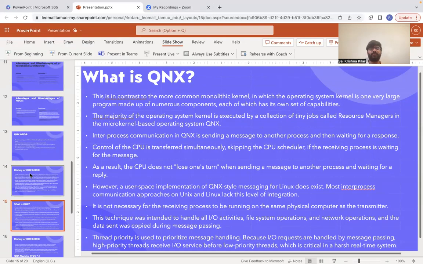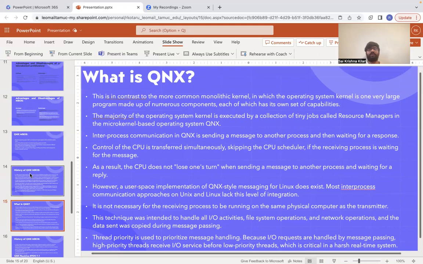Control of the CPU is transferred immediately, skipping the CPU scheduler, if the receiving process is waiting for the message. As a result, the CPU does not lose its turn while the sender waits for a reply. However, a user-space implementation of QNX-style messaging for Linux does not exist. Most inter-process communication approaches on Unix and Linux lack this integration.